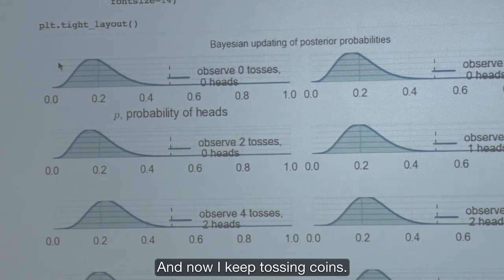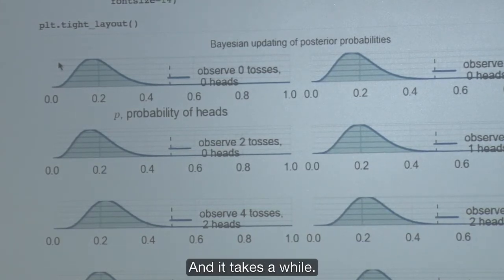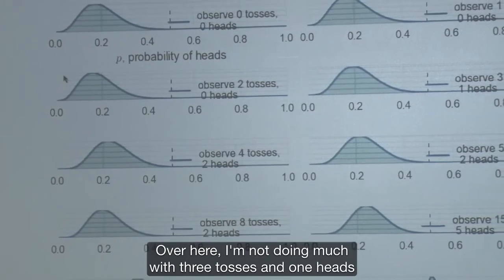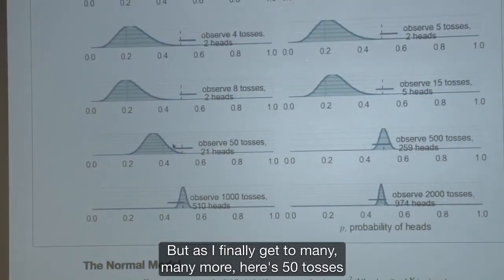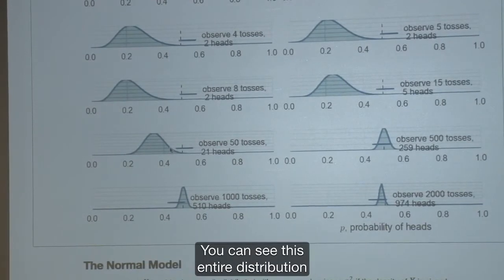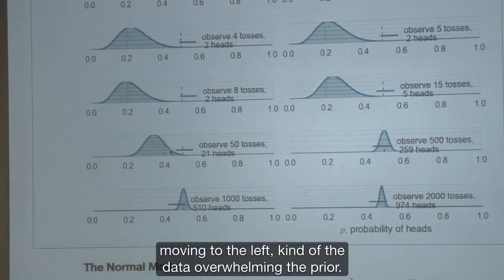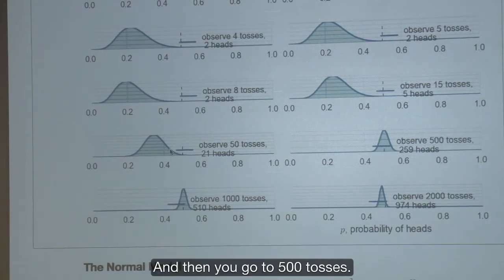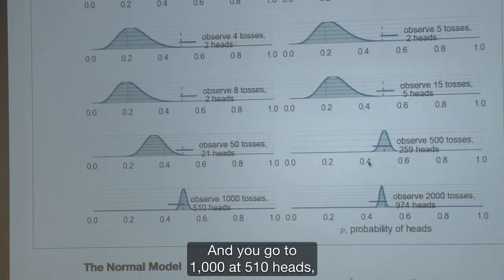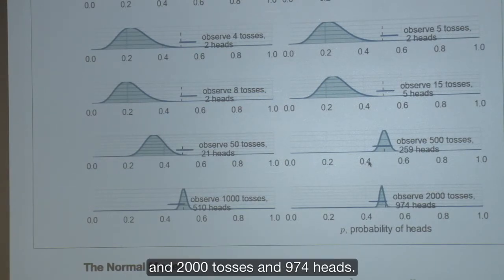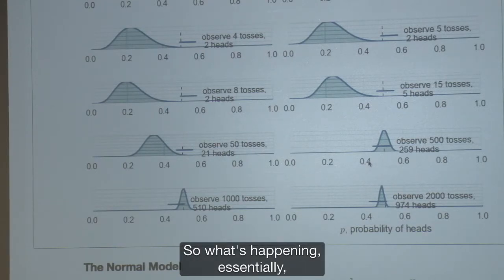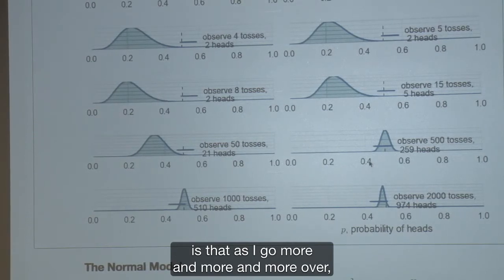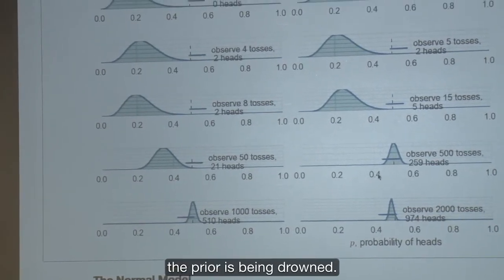And now I keep tossing coins, and it takes a while. Over here I'm not doing much with 3 tosses and 1 head to overcome this prior. But as I finally get to many, many more, here's 50 tosses and I get 21 heads, you can see this entire distribution moving to the left, the data overwhelming the prior. And then you go to 500 tosses and I get 259 heads, and I'm quite there. And you go to 1,000 tosses at 510 heads, and 2,000 tosses and 974 heads, I'm quite close to 0.5. So what's happening, essentially, is that as I go more and more, the prior is being drowned.